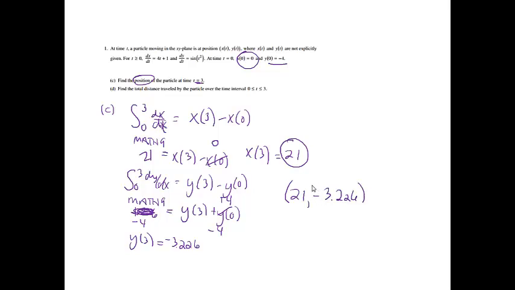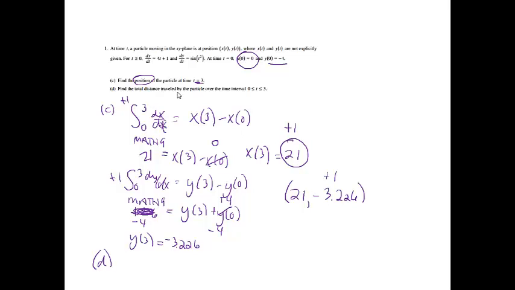This was worth 4 points. You're going to get 1 point for having an integral set up, 1 point for getting the 21, then 1 point for the integral set up for y, and 1 point for the actual y coordinate. So that part was worth 4 whopping points.